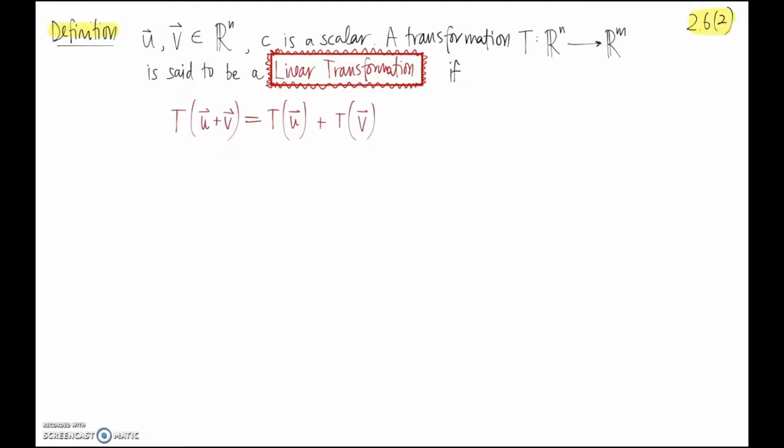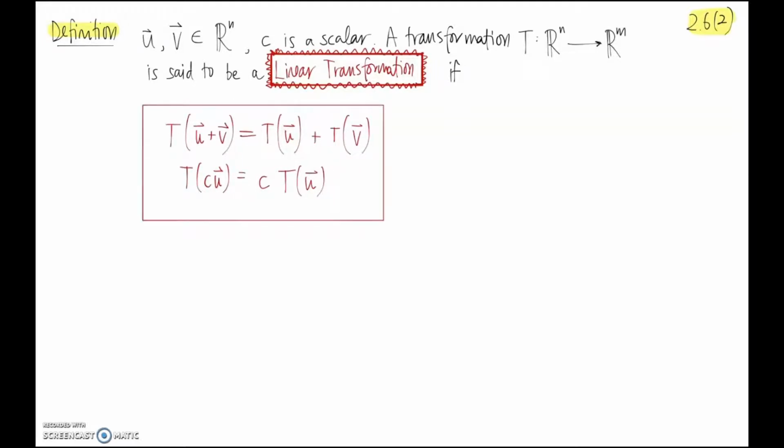So things that were adding up together before the transformation need to still add up together after the transformation. And then the other condition for it to be called a linear transformation is the second one we saw, where you have the transformation of a scalar times the vector u, and that's equal to just a scalar times the transformed vector u. So that scalar, it doesn't matter if you multiplied it before or after the transformation, it would still hold that equality.